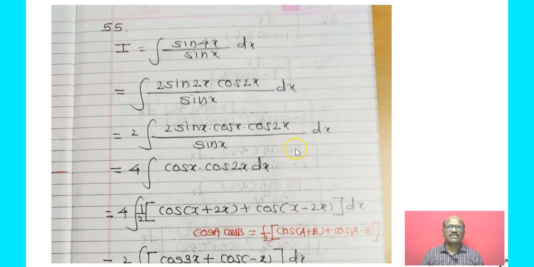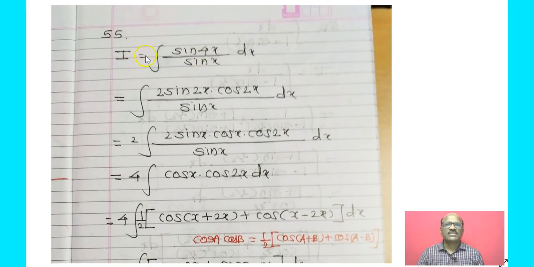Now here is the next problem. I is equal to the integral of sin 4x upon sin x dx. Now, this sin 4x can be written as 2 sin 2x cos 2x divided by sin x. Again, this sin 2x can be written as 2 sin x cos 2x divided by this sin x. Therefore, sin x and sin x get cancelled. 2 into 2 becomes 4, that is cos x into cos 2x.